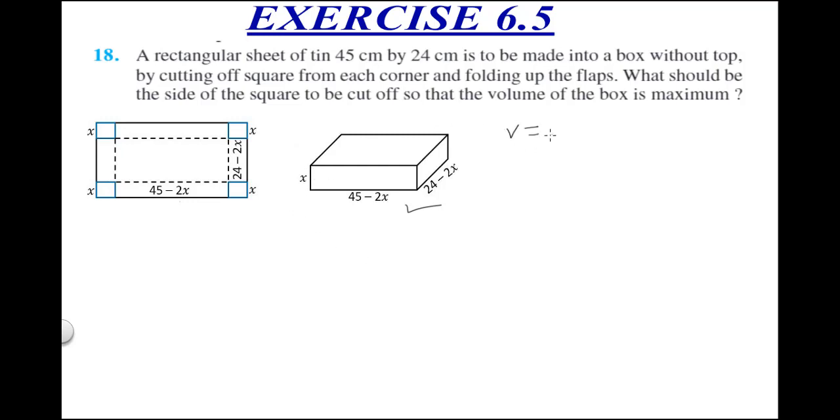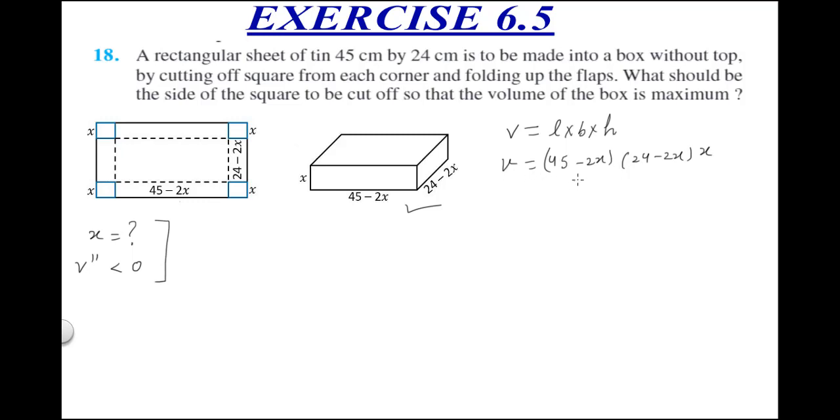So what is the formula for volume? Length into breadth into height. The length here is 45 minus 2x, the breadth is 24 minus 2x, and the height is x. We have to maximize this function at some value of x. That means our purpose is to calculate x, and we should get the second order derivative as less than 0. Clear? So these are the two things to be done in the question.